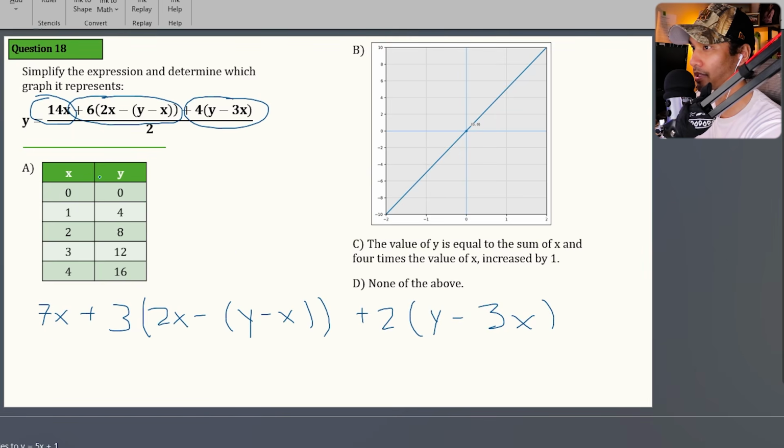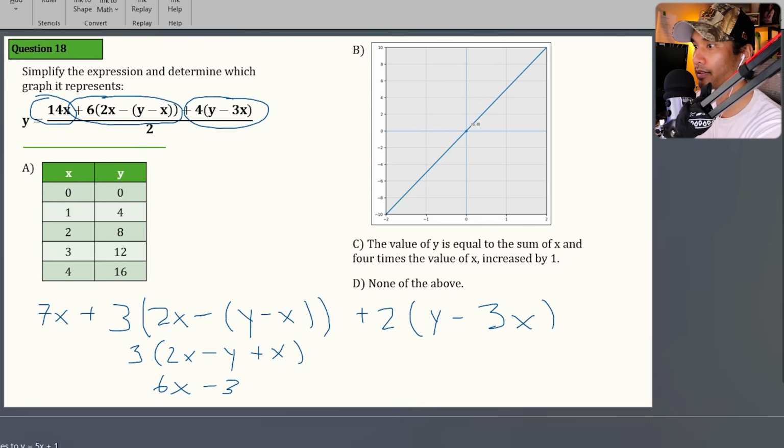So 7x, I'm just going to leave that alone. I'm going to distribute this 3, and I'm not going to distribute the 3 yet. I'm going to distribute this negative first. So in the parentheses, I get 2x minus y plus x. And then I distribute the 3 and get 6x minus 3y.